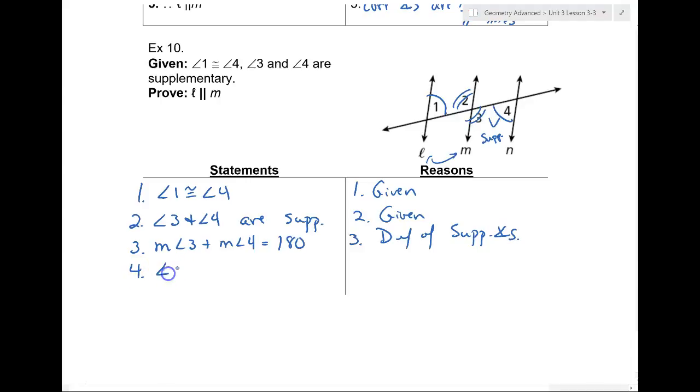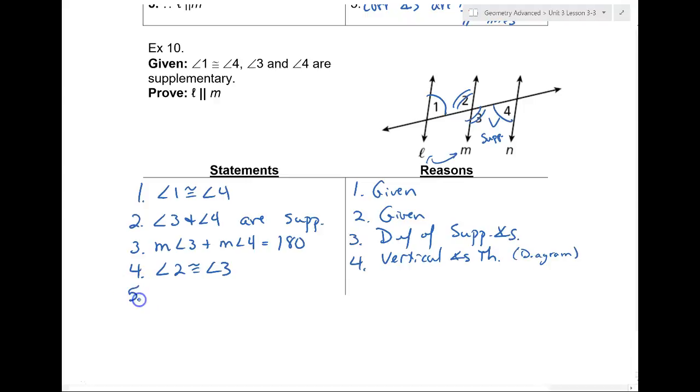All right, angle 2 is congruent to angle 3 because of the vertical angles theorem. If two angles are vertical, then they are congruent. And how did I get that? I got that from the diagram. You don't have to say diagram right there, but that lets you know where it came from.